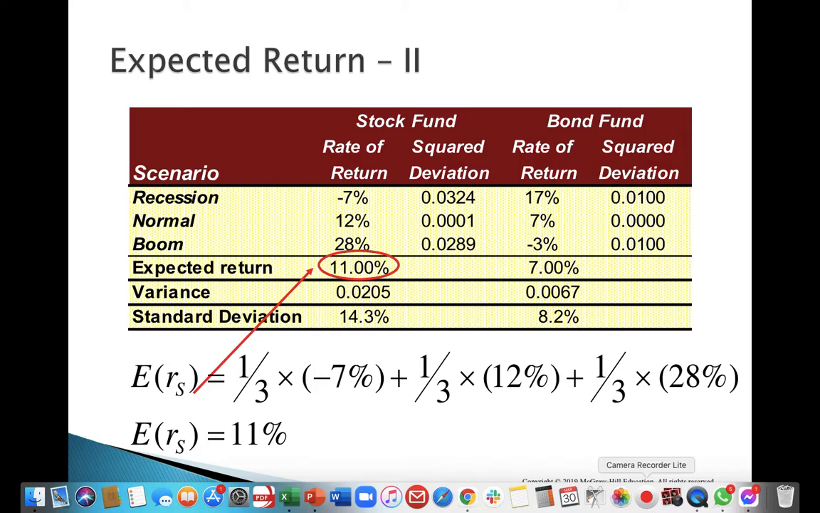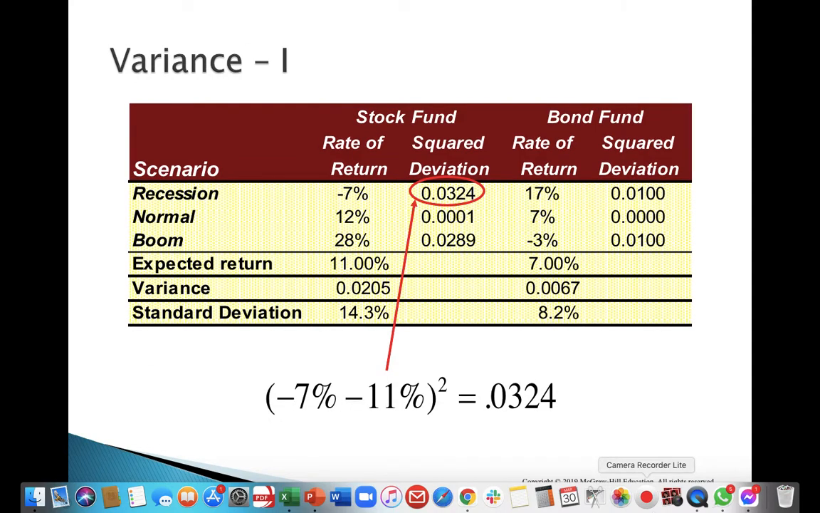Now let us go to the variance. Variance will be calculated through the squared deviations. How do we calculate the deviation? Very simple. From each possibility of return, we will deduct the expected return. So for the stock fund, minus 7% minus 11% is equal to minus 18%, squared is equal to 0.0324.